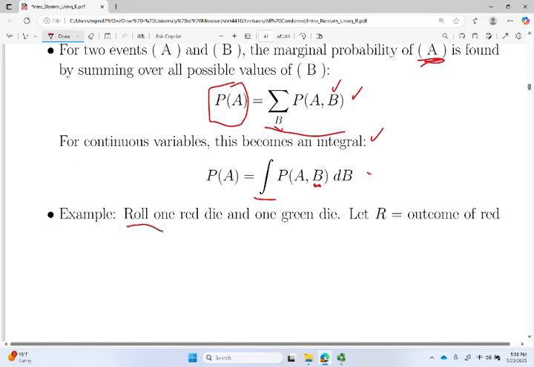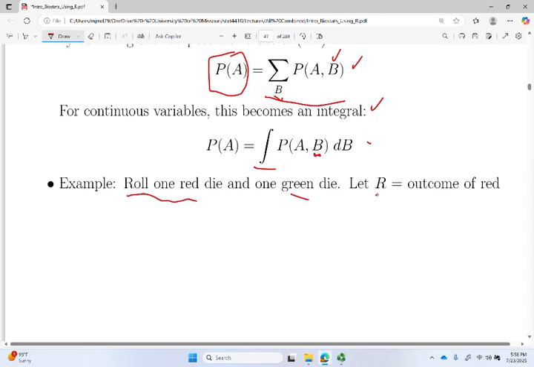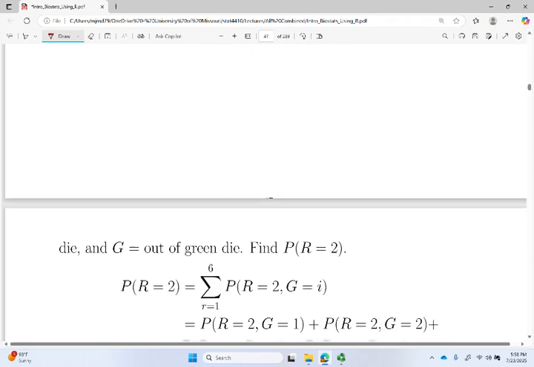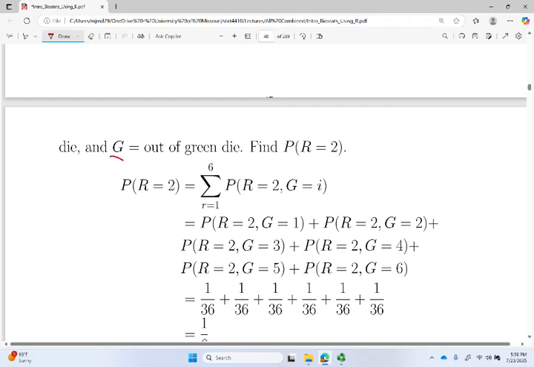So let's assume we have one red die and one green die. Let R be the outcome of the red die and G be the outcome of the green die. We want to find the probability that the red die is 2. We already know that the probability of rolling a 2 on the red die is 1/6, because the two dice are independent. But we're going to build up this concept of summing out a variable to find the marginal probability.